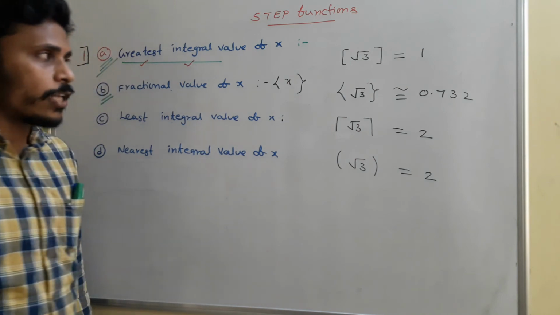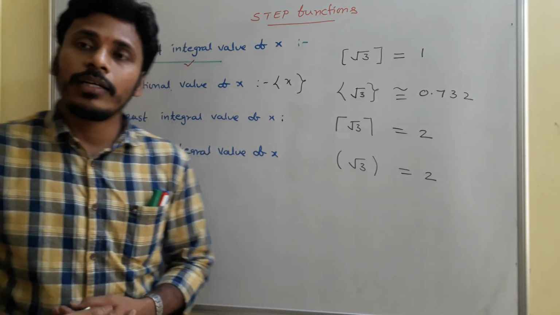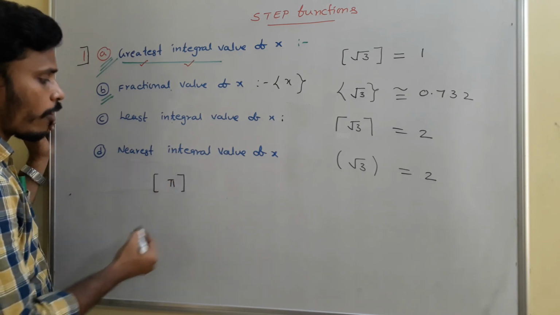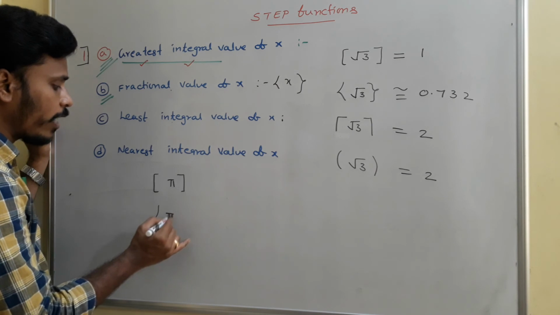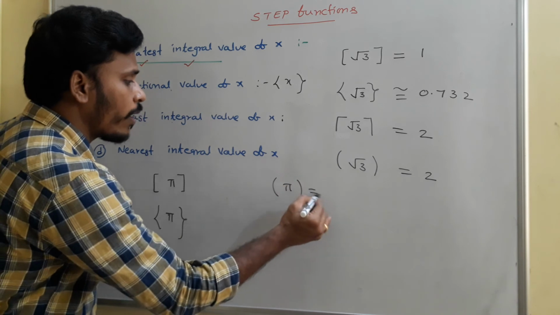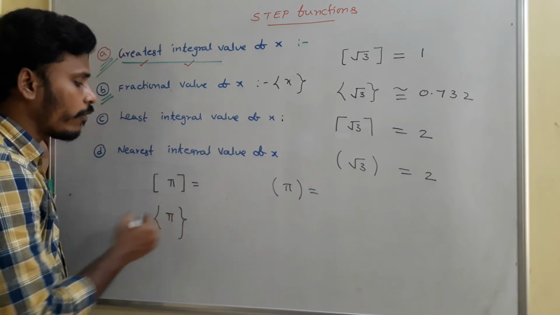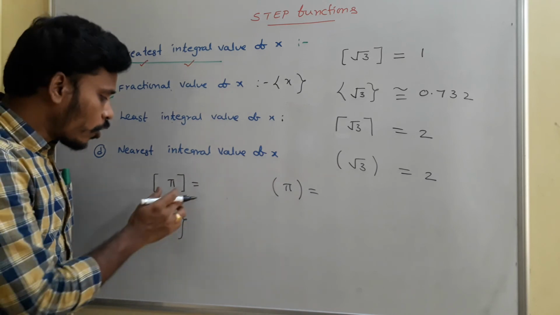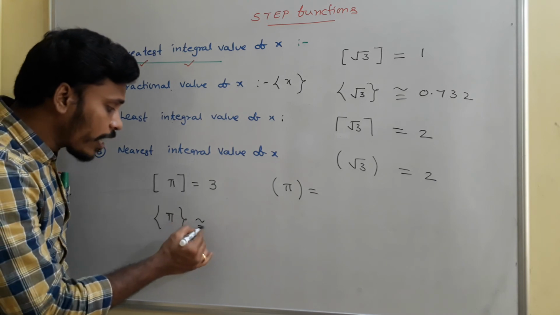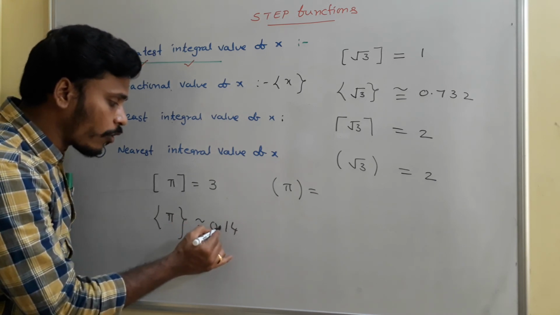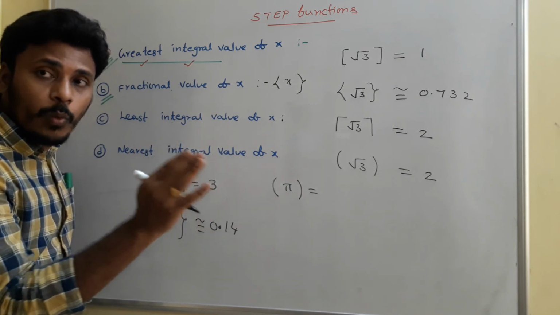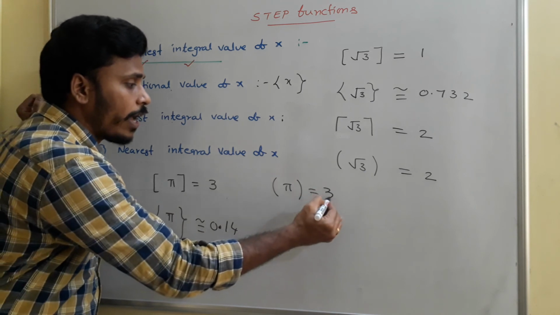So take any real number as you wish, and then try to identify its values. If you think about pi, what is pi? Pi is approximately 3.14, right? What do you say about the fractional value of pi, the step of pi, the nearest integral value of pi? See, pi is 3.14, so it is in between 3 and 4, so its step value is 3. The fractional value is approximately 0.14, it's not exact. And the nearest integral value: 3.14 is very near to 3, so the nearest integral value is again 3.